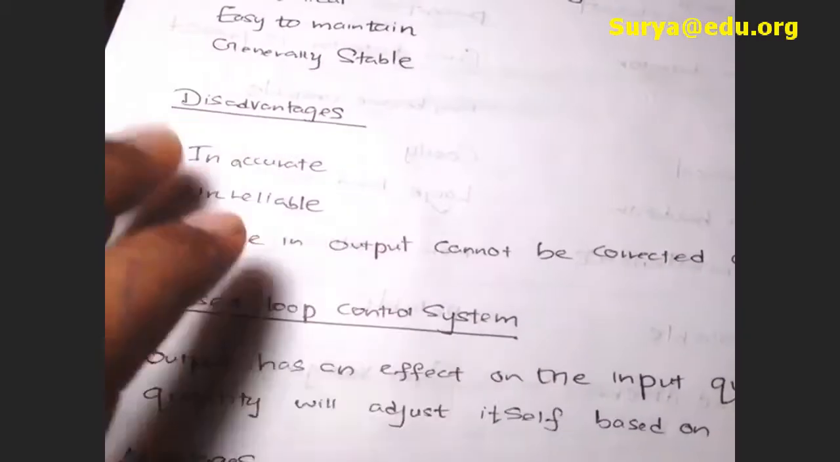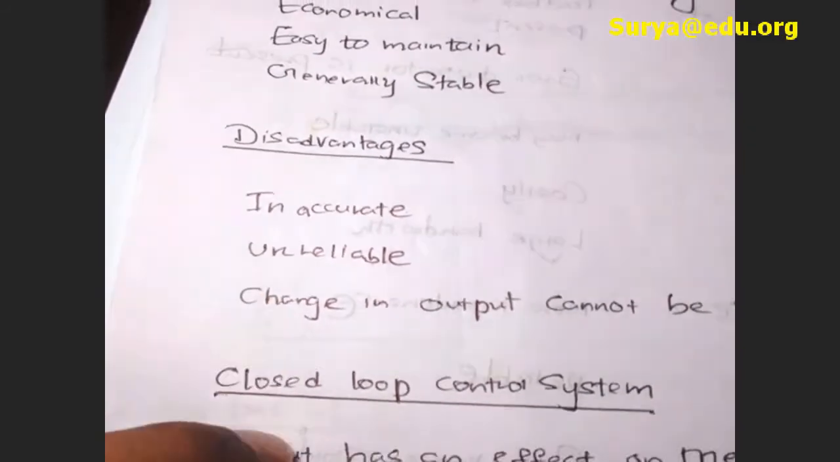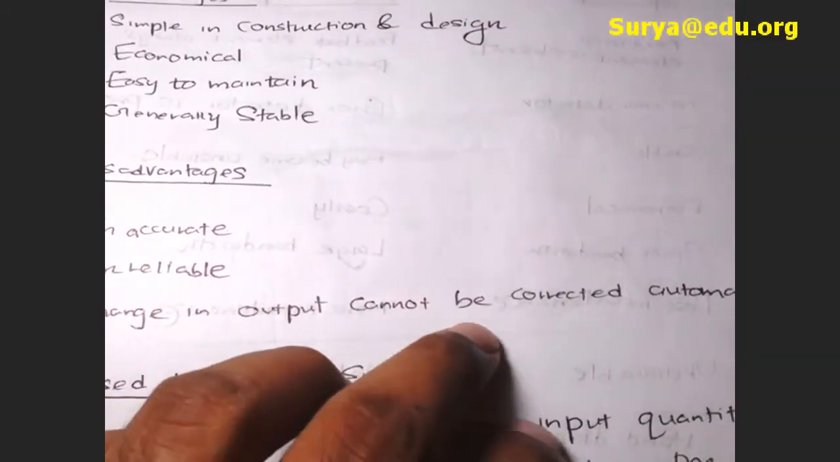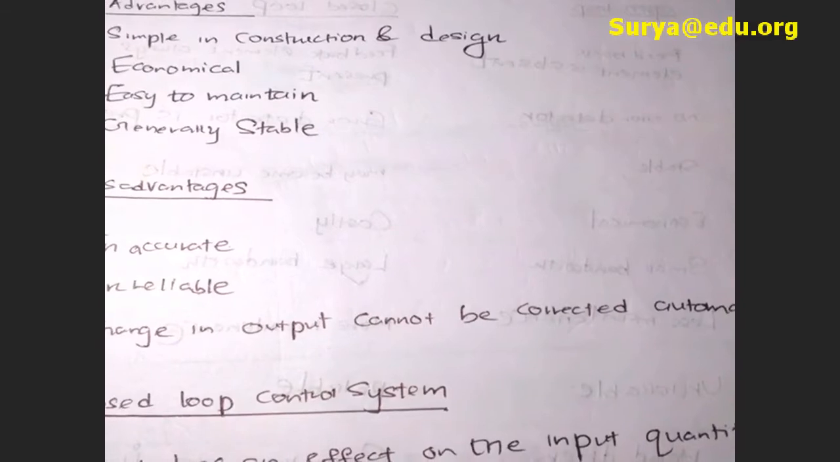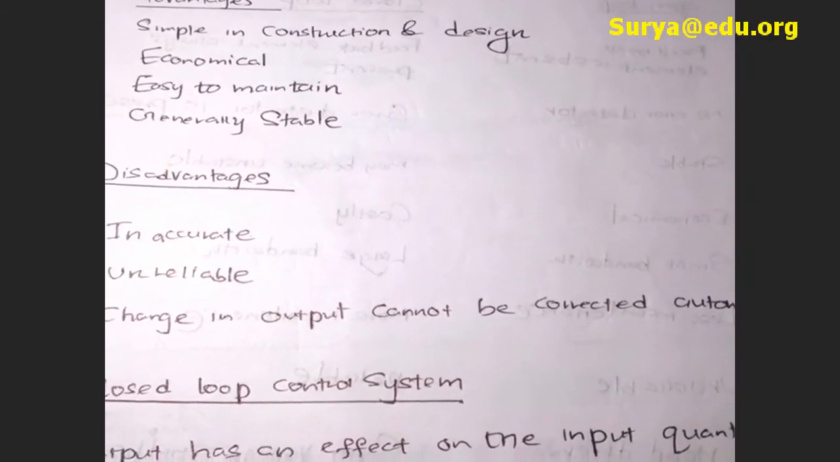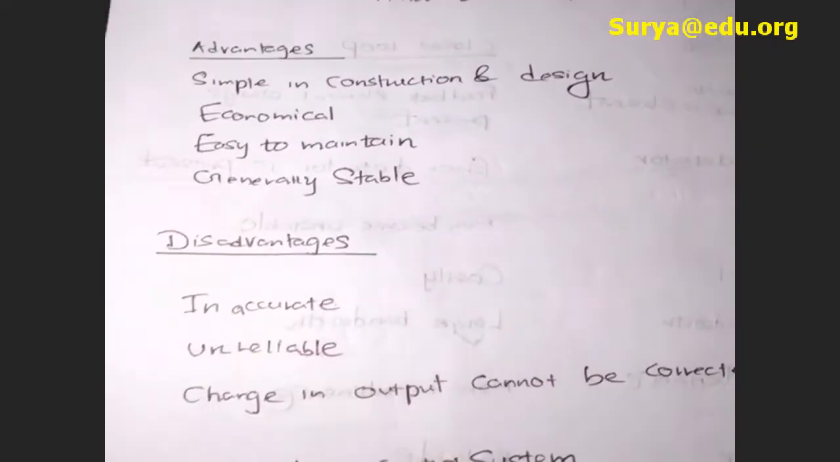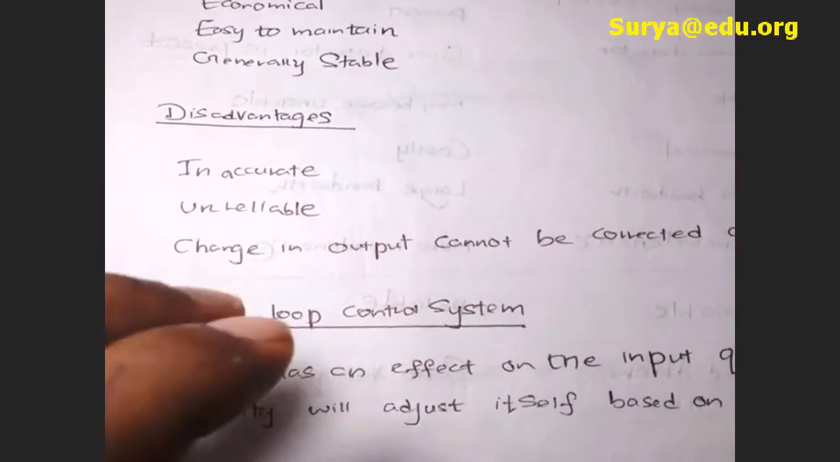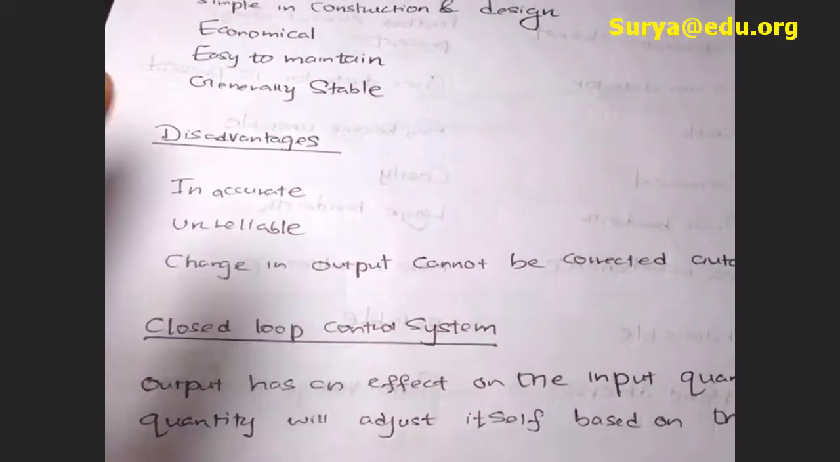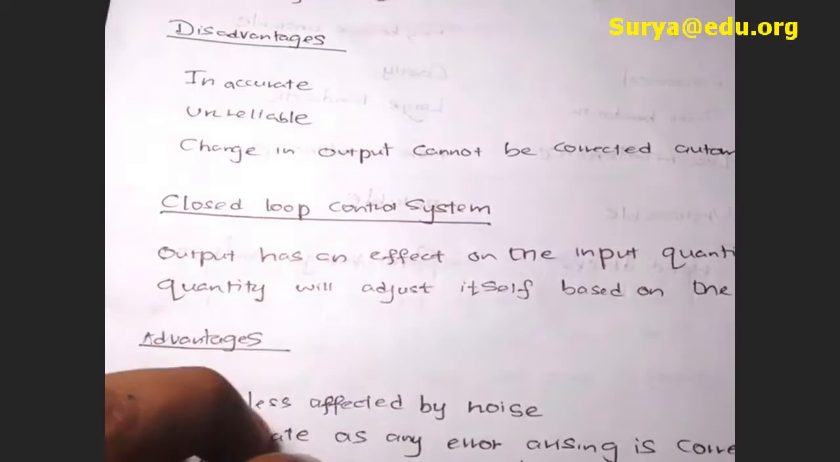Okay, so disadvantages: inaccurate, unreliable, change in output cannot be corrected automatically, because now in open loop type system, you can't change the desired output, you can't correct for errors. That is the fact. I hope it is clear, right? Because I'm quickly covering. So those are the disadvantages. Now we are moving on to closed loop control system.